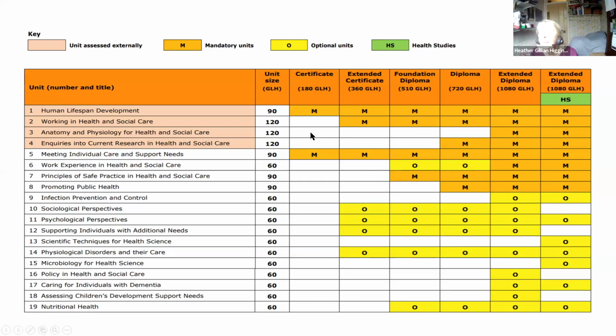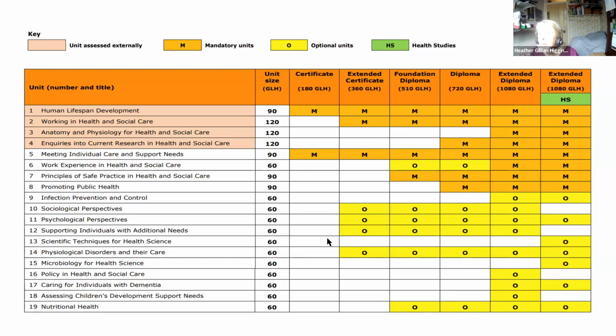And then we get to smaller sizes, if you get to unit 3, it's only compulsory for the extended diplomas. And we work our way down. You can see there are different options for different sizes. So for example, unit 10, sociological perspectives, is an option for every size of the qualification except the certificate. What that means is that when you put your program together, you have to select the right number of mandatory and optional units to make 360 or 310, 510 or whatever it is, guided learning hours.